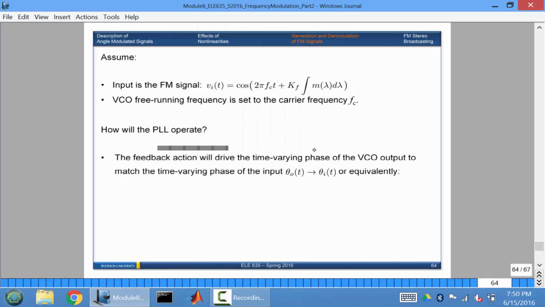Okay, so how exactly does the phase lock loop operate? Remember, how the phase lock loop operates is that you are trying to lock on to the instantaneous frequency. So whatever the frequency that is coming into the phase lock loop, you want to make sure that the local oscillator matches whatever the incoming frequency or the incoming time varying phase would be.